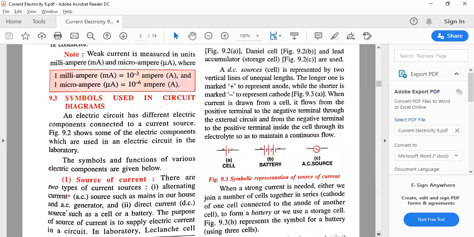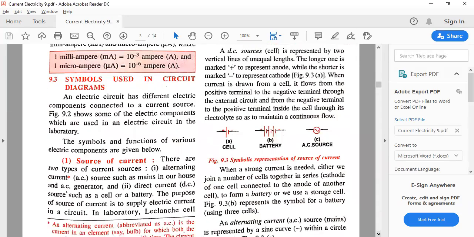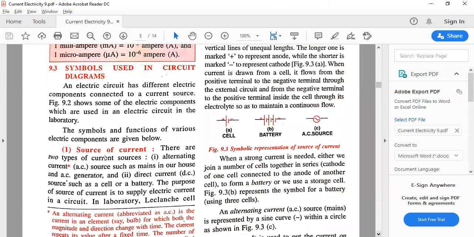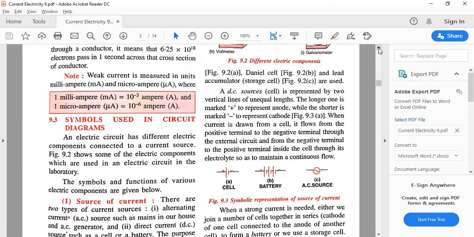Okay. Symbols used in circuit. This is very simple. Weak current is measured in milliampere and microampere, so we can measure weak current by any one of them. Basically, if it is a very, very small current, which is not so noticeable, then the measurement is in microampere.